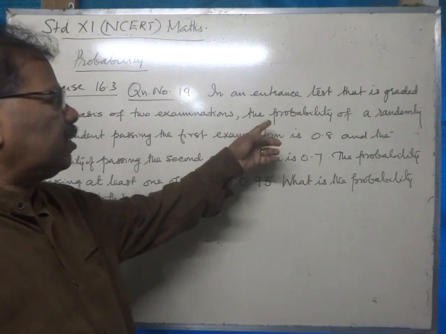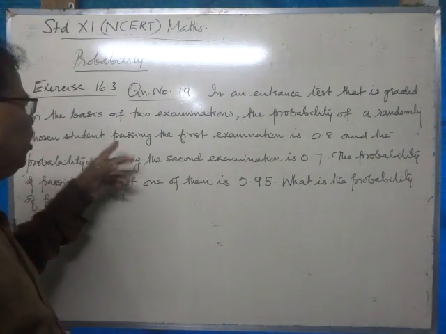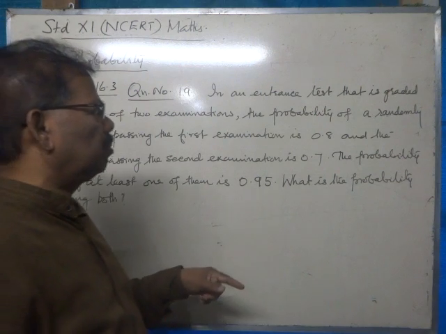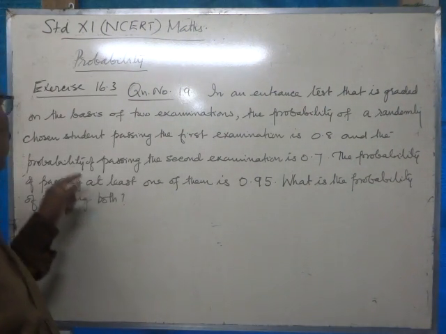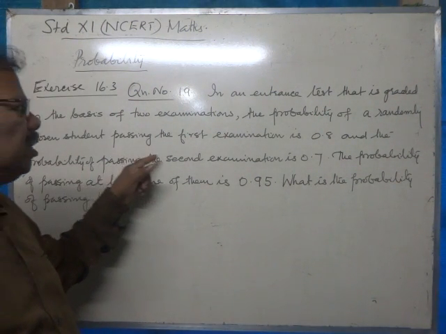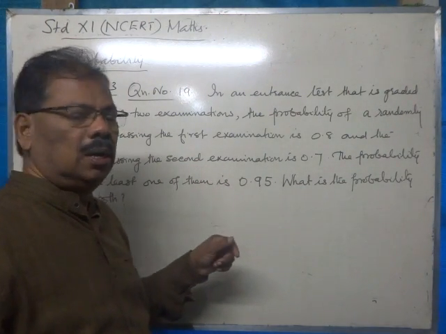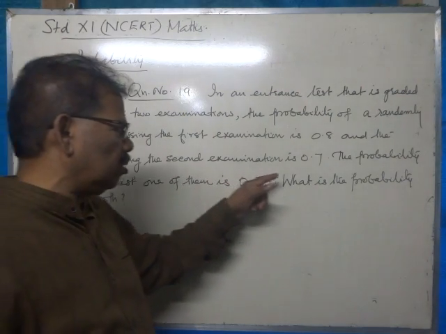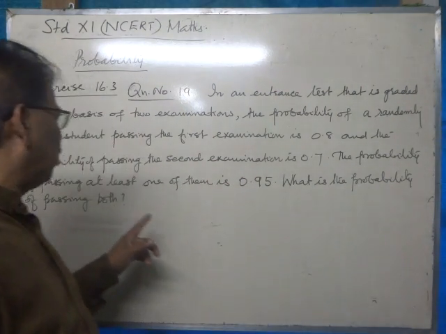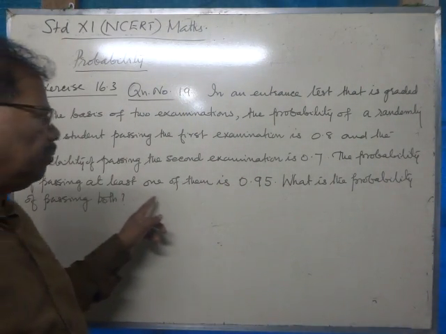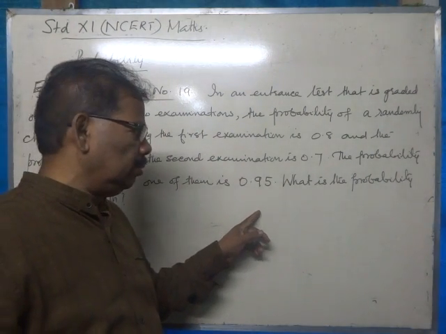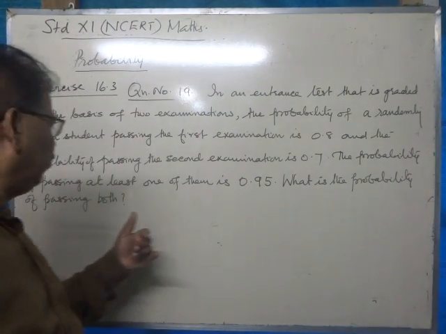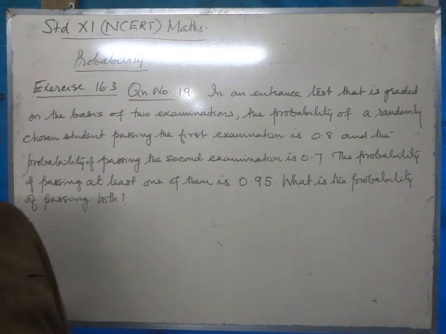In an entrance test that is graded on the basis of two examinations, the probability of a randomly chosen student passing the first examination is 0.8 and the probability of passing the second examination is 0.7. The probability of passing at least one of them is 0.95. Then what is the probability of passing both?